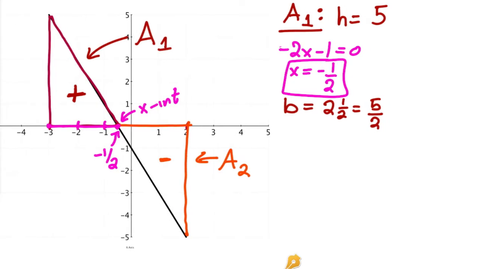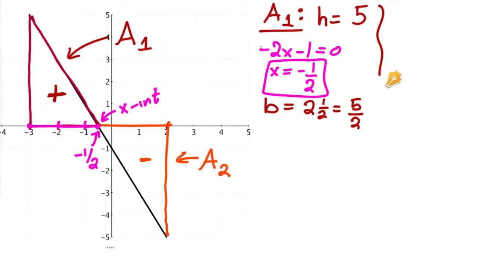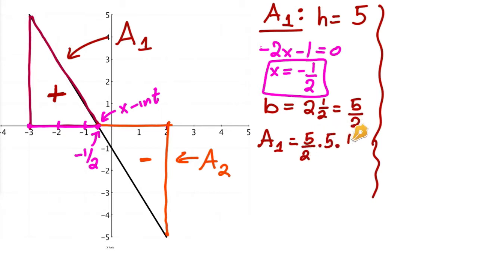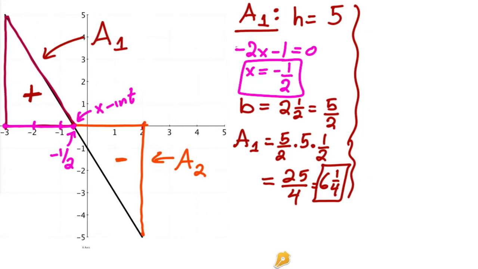So then what that means is that area 1 is equal to the base, which is 5 halves, times the height, which is 5, times another 1/2. So this is 25 fourths, or 6 1/4. Okay, so that's the area of the first triangle.